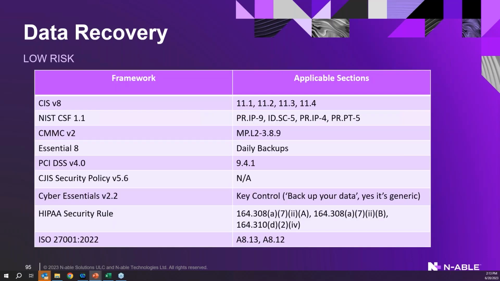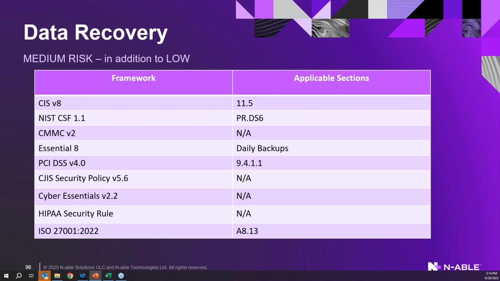So low risk, what's being asked for? Everybody's got something they want to have in place. Oddly enough, the CGIS, while I've got it here as NA, it's not that it doesn't ask for it. It's that it's mentioned everywhere, so it's kind of hard to find a place to call it out individually, and it doesn't have the same type of section header like a lot of the other frameworks have whenever it comes to data recovery.